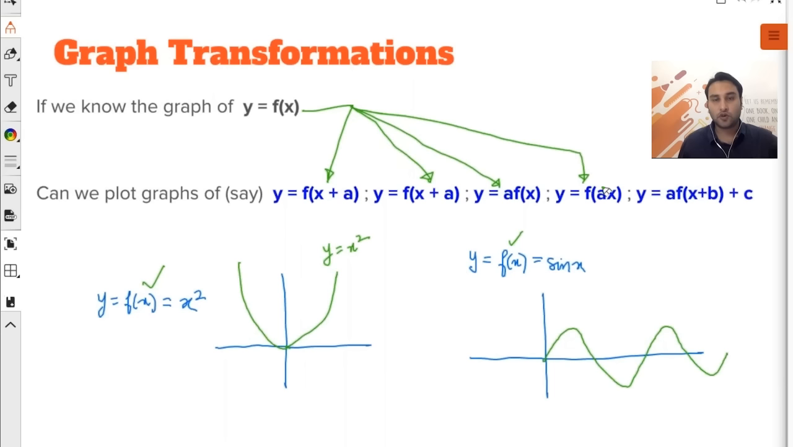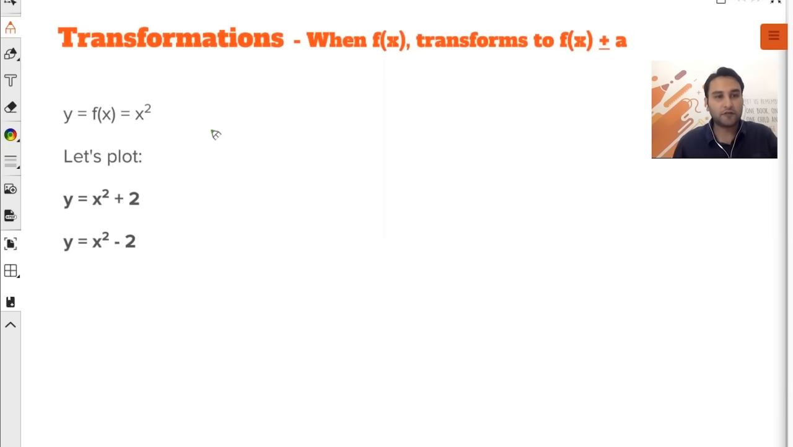So today I'll take this one, and I'll take one special transformation, which is mod of f of x. And we will learn to apply all these in some IIT questions. Cool. So this is what you're going to do today. So let's start with our first transformation.